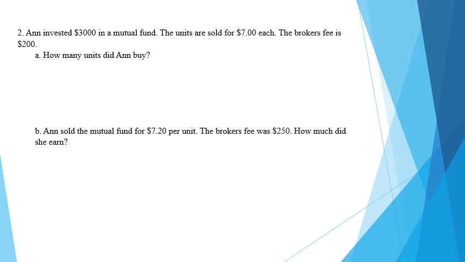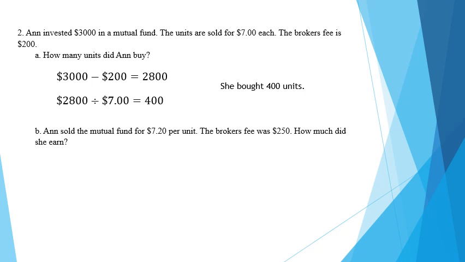So before we can do that division like we did in the last example, we have to subtract the broker's fee, because $200 of that $3,000 invested went to the broker. It didn't go towards the units. So first we figure that she spent $2,800 on those mutual fund units, and then we can divide to figure how many she bought. So we do the $2,800 divided by $7, and we can see that she bought 400 units.